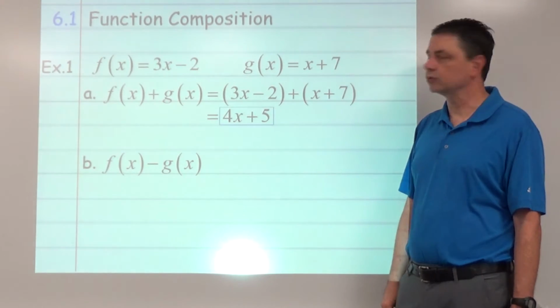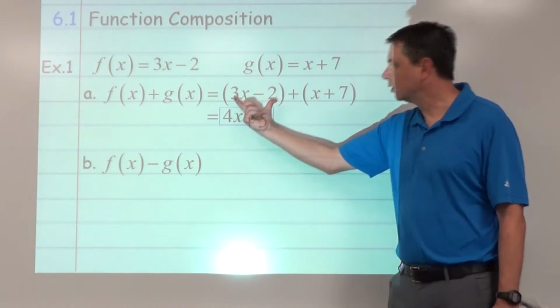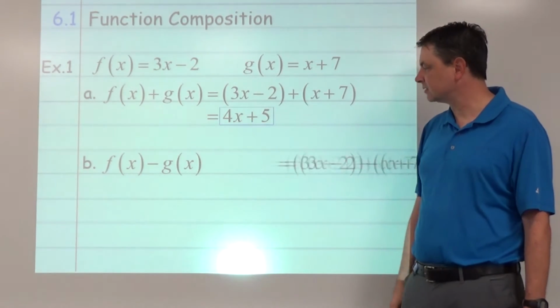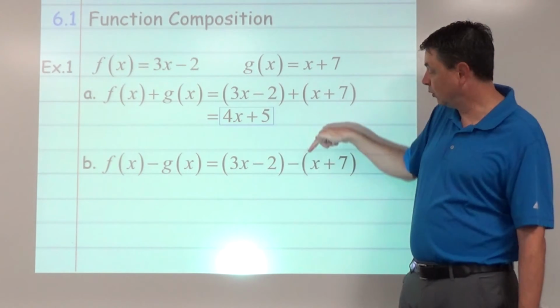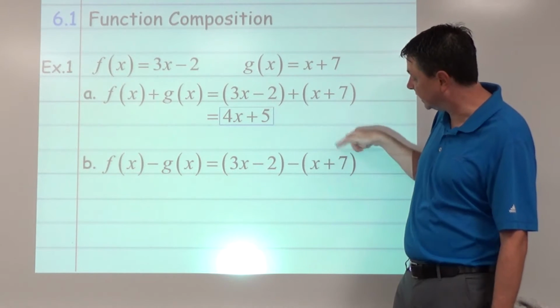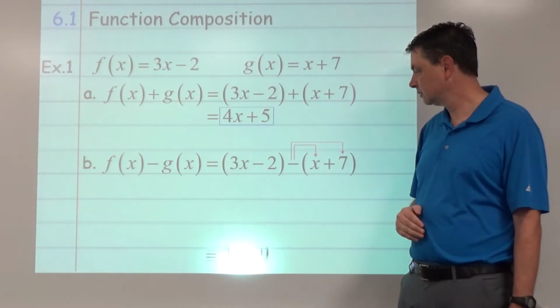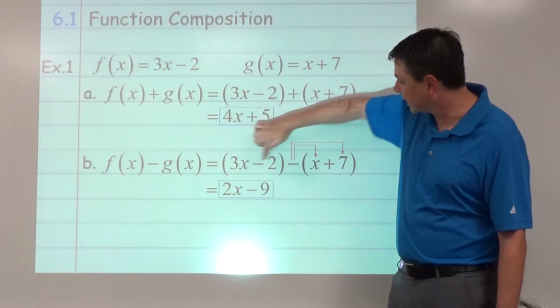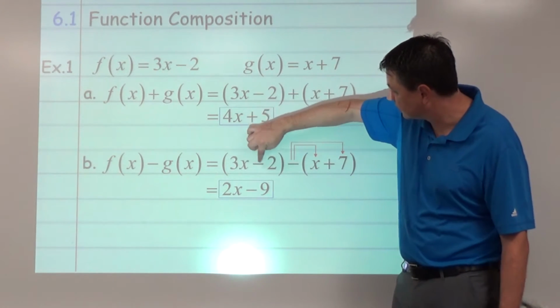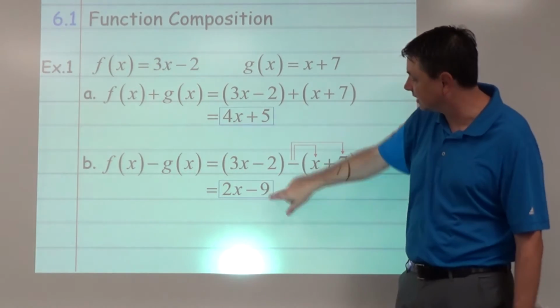Part B, subtract. So f of x minus g of x. This time, though, we will need to distribute the minus, or you can think of this as a negative 1 times both of these things. 3x minus x is 2x. Negative 2 minus 7 is negative 9.